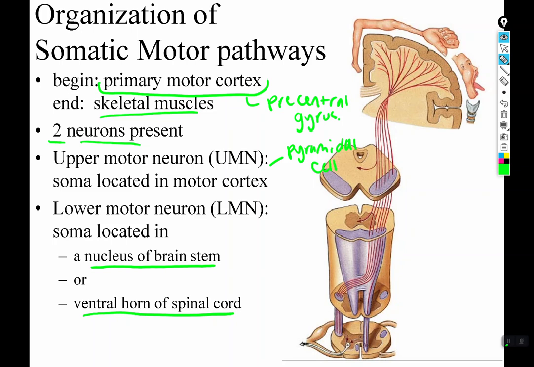So why would some be in the nucleus of brainstem? Well, cranial nerves. For example, motor control of my tongue and pharynx, glossopharyngeal, right? And hypoglossal as well. That's just one example. There are many others, but those are going to be organized in nuclei of the brainstem, because they're not at the spinal cord level yet. And then lower ones, of course, are going to be the ventral horn of the spinal cord, specifically the ventral gray horn.